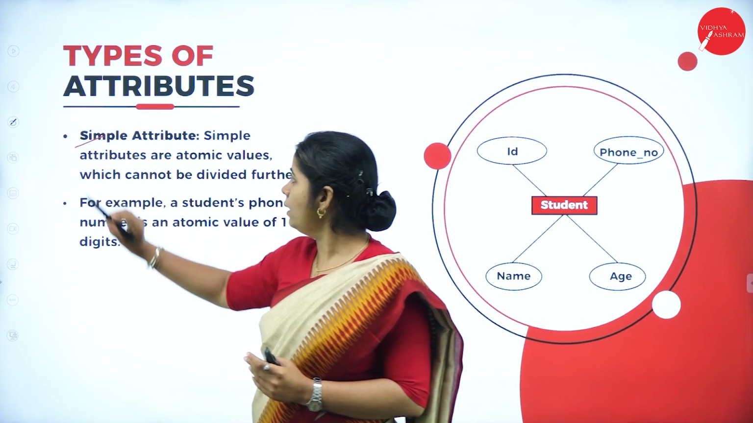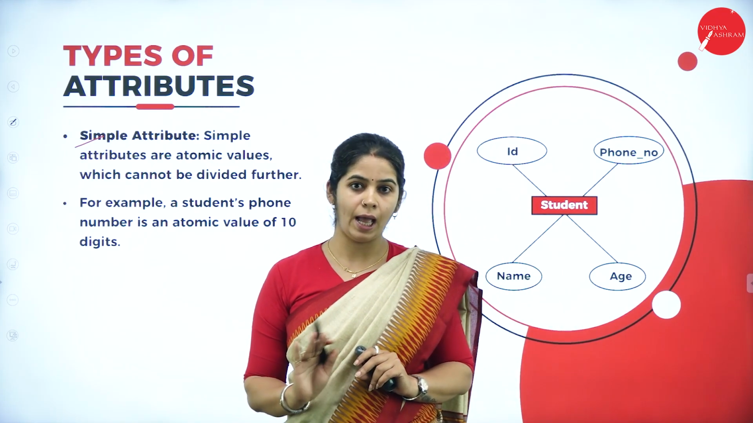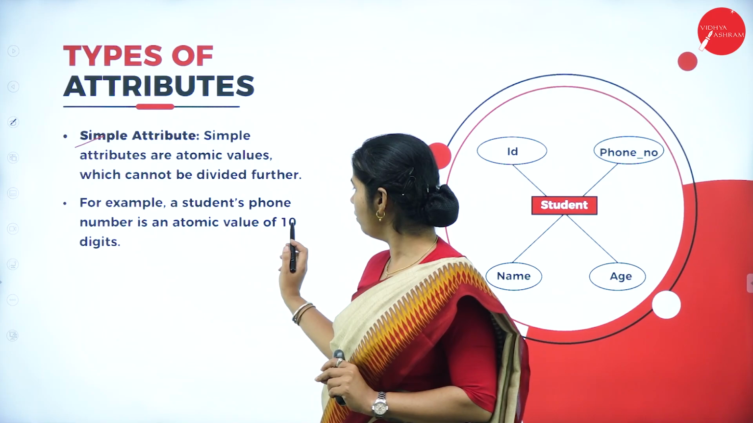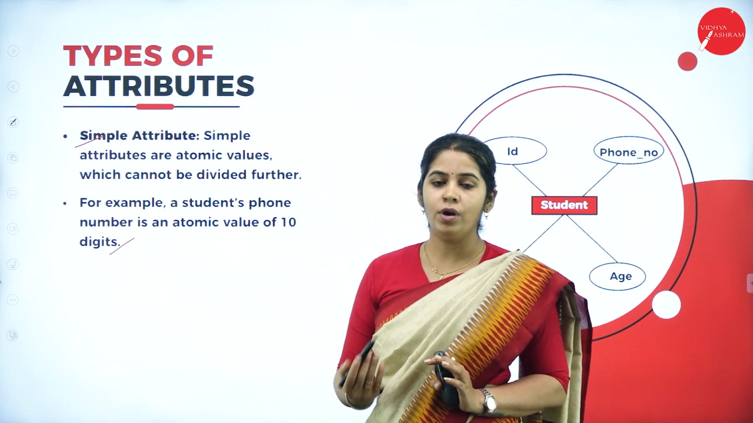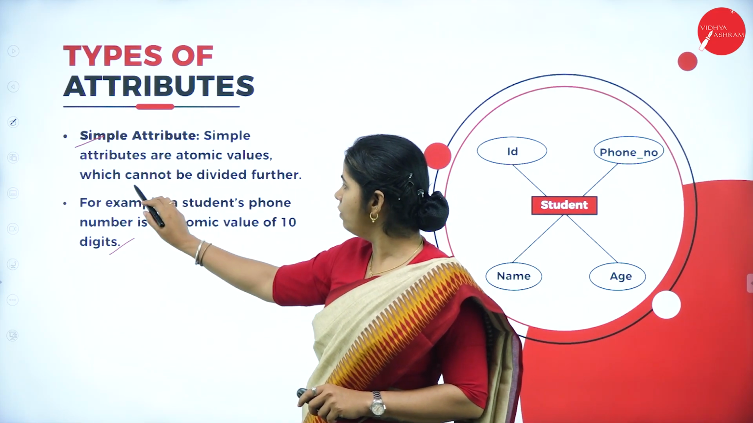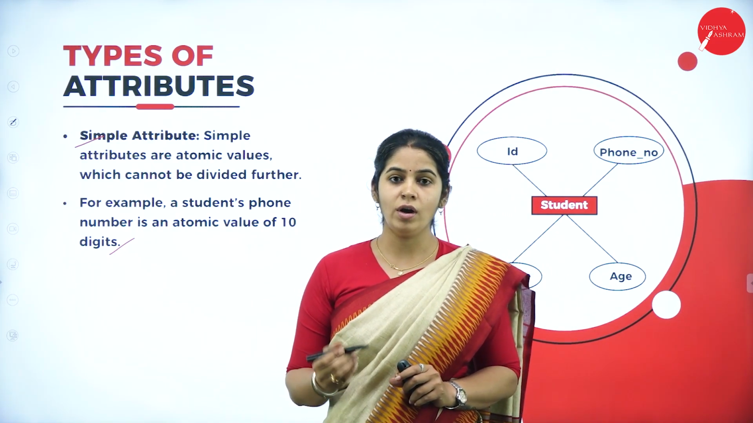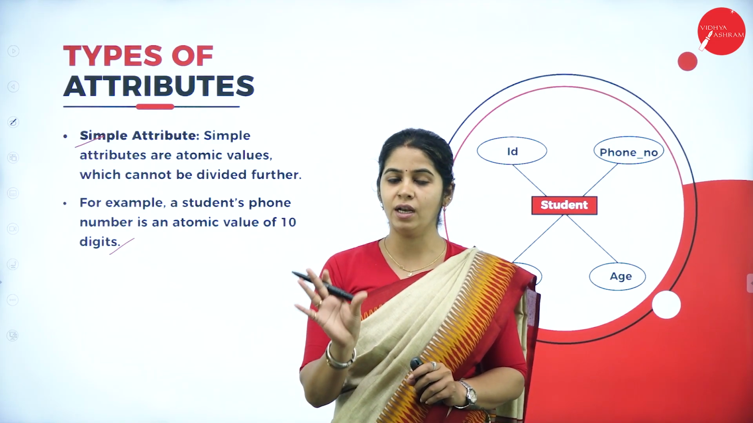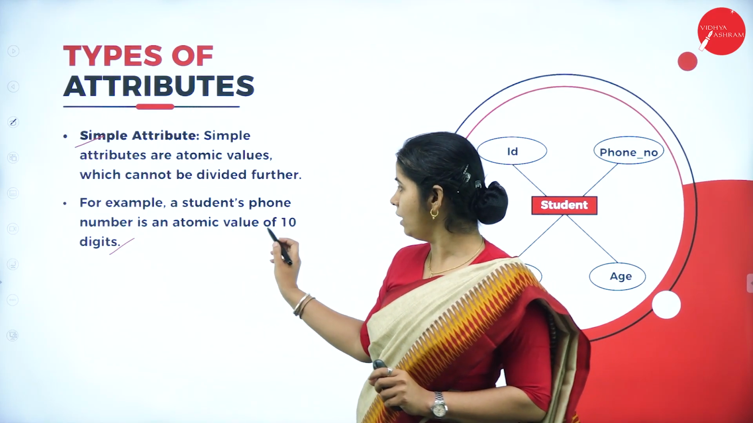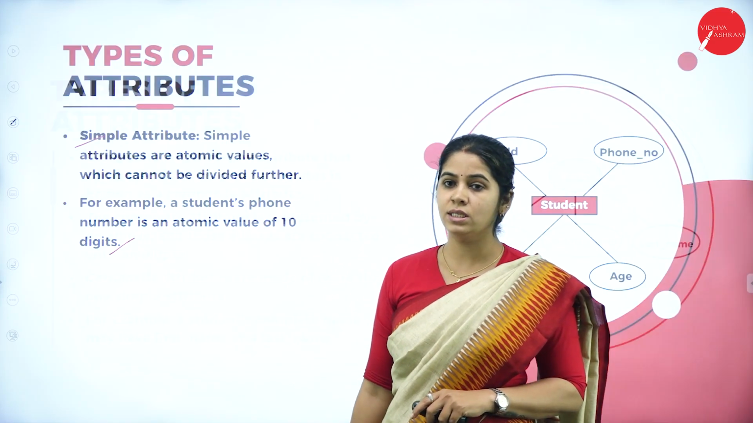We have a simple attribute. Simple attribute means an attribute having a single value. That is called a simple attribute. Nothing more to explain in that. An example: student phone number is an atomic value of 10 digits. Phone number is a simple attribute, we can say. Simple attributes are atomic values which cannot be divided further. We cannot divide the phone number, right? The phone number should be 10 digits. If one number is missed, it will go to some other person. That is why they have given the example of phone number. It has an atomic, single value, that is called a simple attribute.